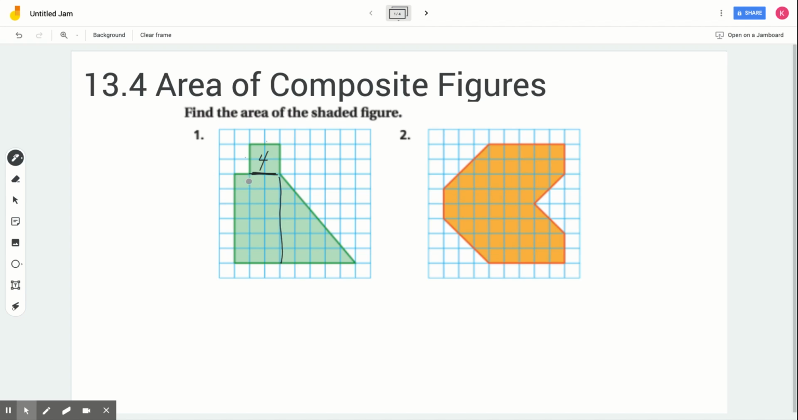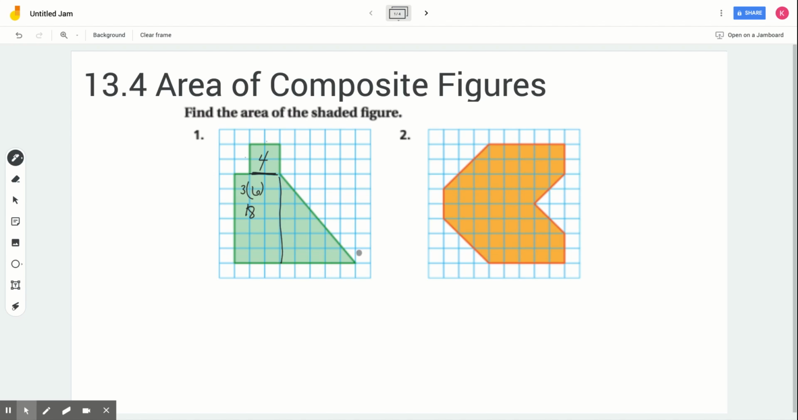Now keep in mind that a rectangle is the length times the width. The width is 3. The length here is 1, 2, 3, 4, 5, 6. And we know that 3 times 6 is 18. So this is made up of 18 square units.